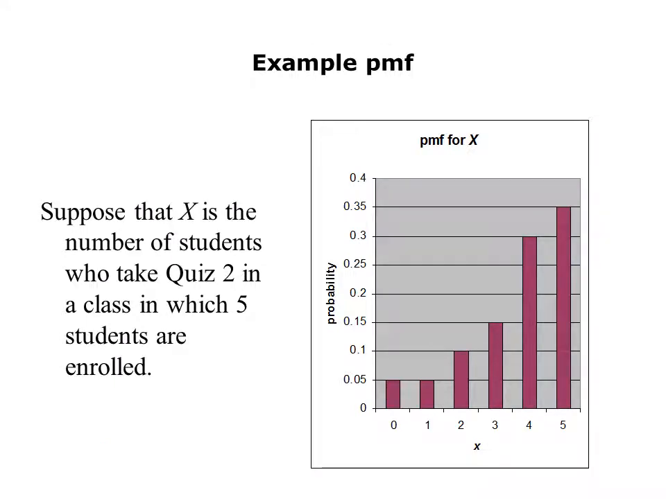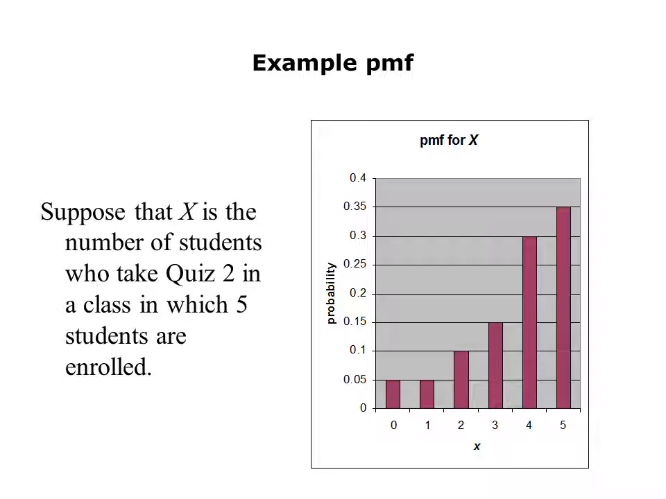Here's another example, just to give a possibility. Suppose that x is the number of students who take quiz 2 in a class in which 5 students are enrolled. So yes, I used to teach courses on this topic to as few as 5 students, and this is a probability mass function that would tell me how many students might be there on some randomly chosen day when I give out quiz 2. And here you see that there may be 0 students there to take the exam, 1 student, 2 students, 3 students, 4 students, 5 students.